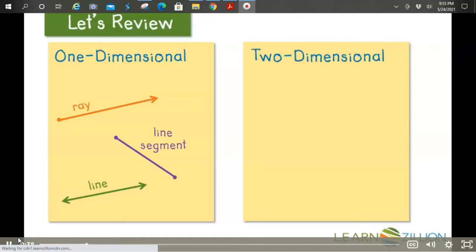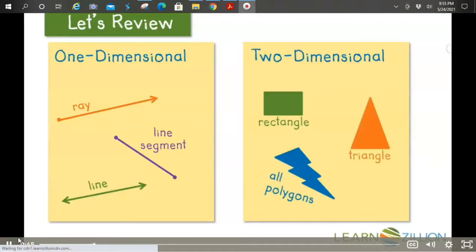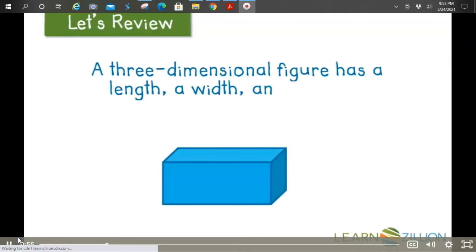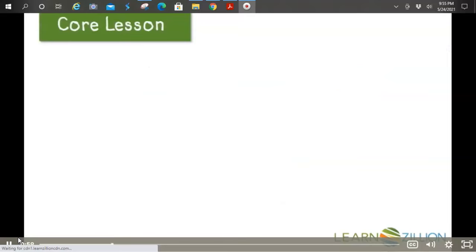Two-dimensional figures have both length and width. A rectangle, for example, has a length and a width. So does a triangle, and actually all polygons are two-dimensional, or sometimes we might say 2D. You probably could guess then that a three-dimensional figure has three dimensions: a length, a width, and a height.